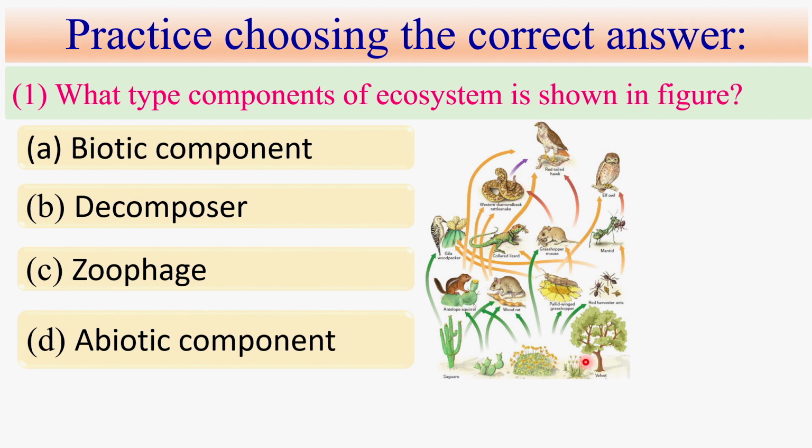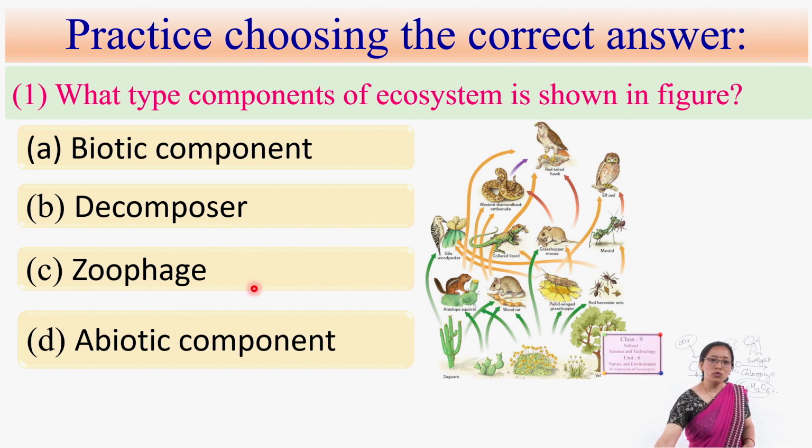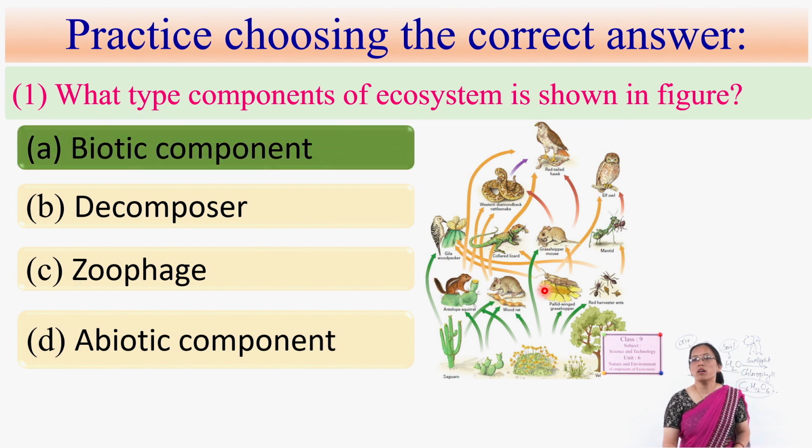What is shown here? There are plants, some animals, birds, a snake. What type of components are these? Biotic components, decomposers, zoophages, or abiotic components? Which components are shown here? Yes, these are biotic components.